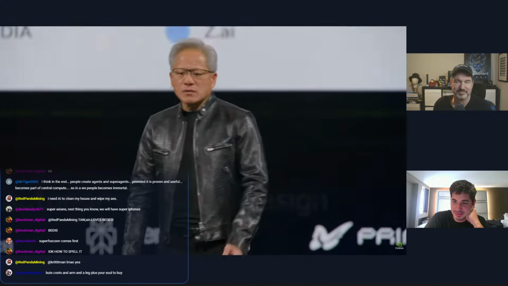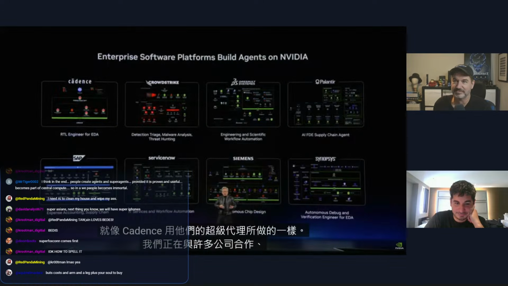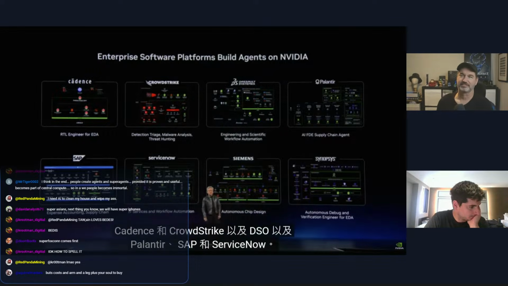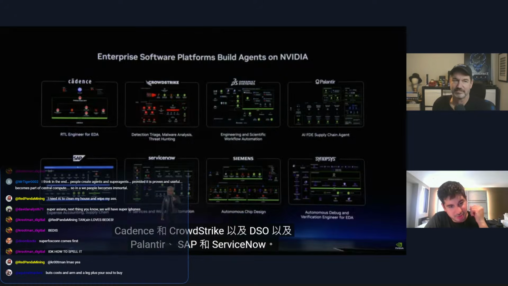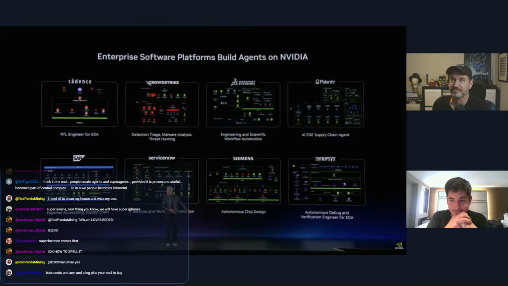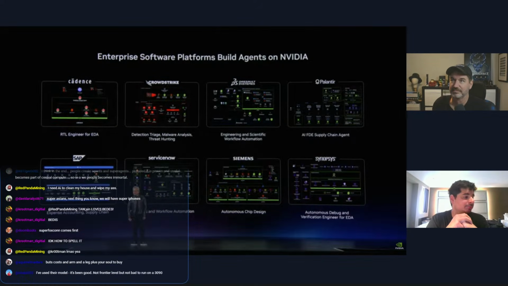And we're working with so many companies: Cadence and CrowdStrike and Dassault and Palantir, SAP and ServiceNow. People always said, Jensen, do you really think agents are gonna disrupt these markets? CrowdStrike said completely the opposite, and you can now see it. Agents are going to create the largest opportunity ever for my partners and friends.